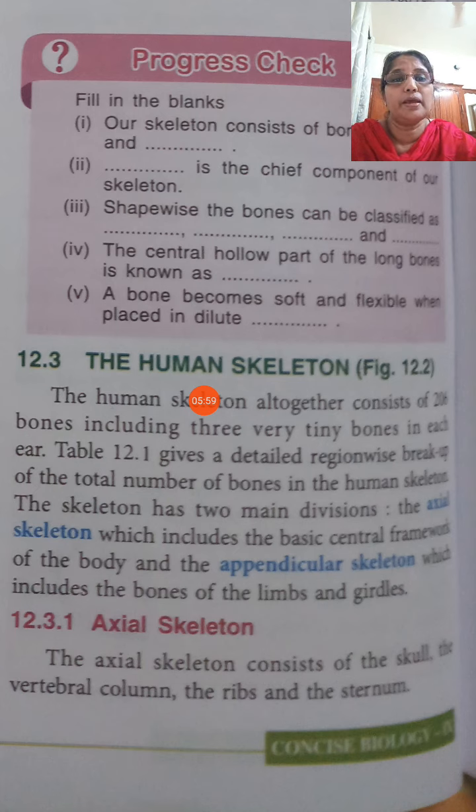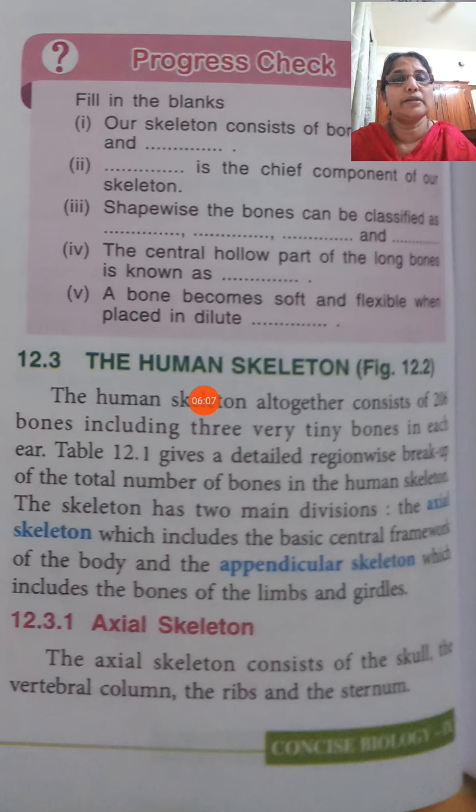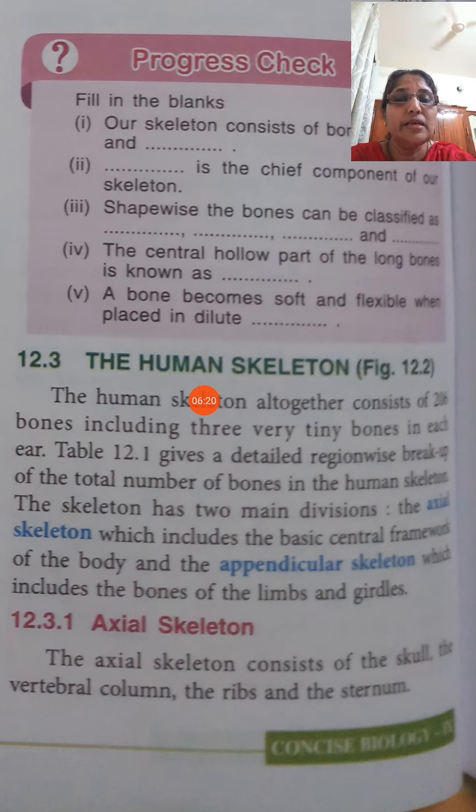All the vertebrae, 31 of them, make the vertebral column, not 33. And the ribs. You know the rib cage that you learned. The sternum is the middle part of the rib cage, the breast bone, known as the sternum. These make up the main middle part, the axial skeleton.